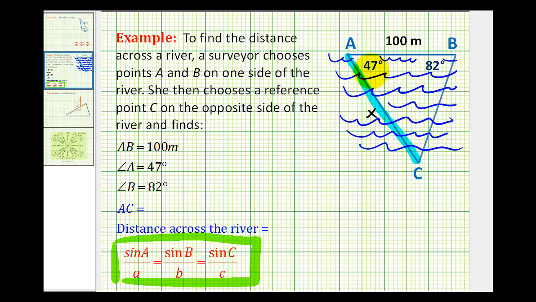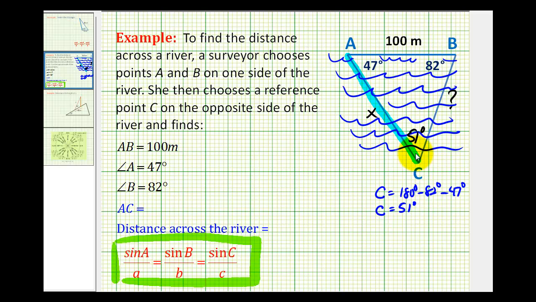And since we already know the measure of two of the interior angles of the triangle, and we know the sum of the three angles must be 180 degrees, we can determine the measure of angle C by taking 180 degrees and then subtracting 47 degrees and then subtracting 82 degrees. So the measure of angle C must be equal to 180 degrees minus 82 degrees minus 47 degrees. So the measure of angle C is equal to 51 degrees. So now we have all the information we need to apply the law of sines.